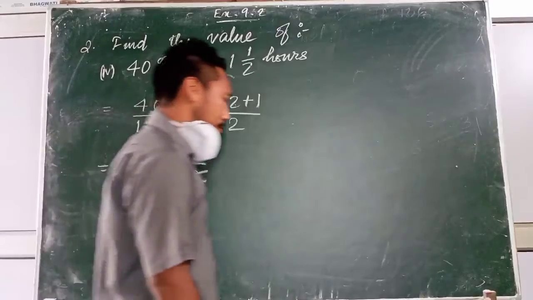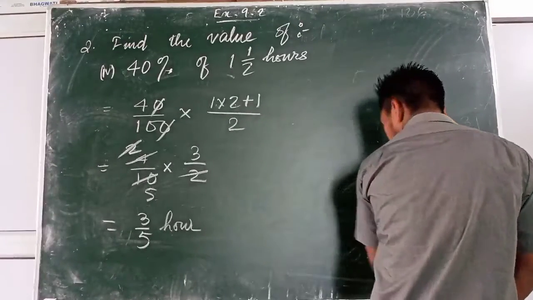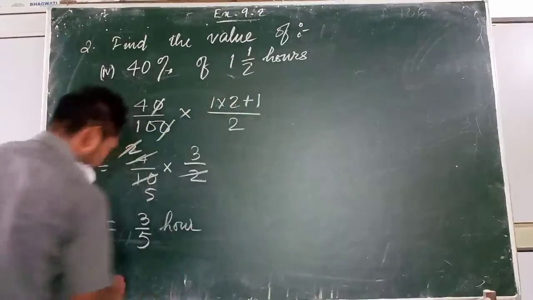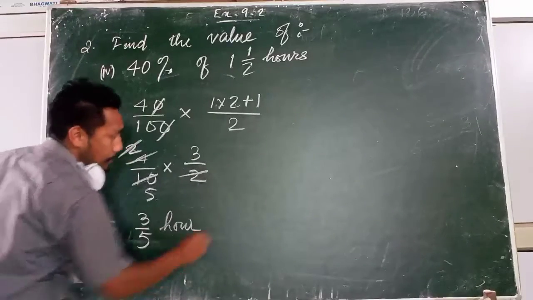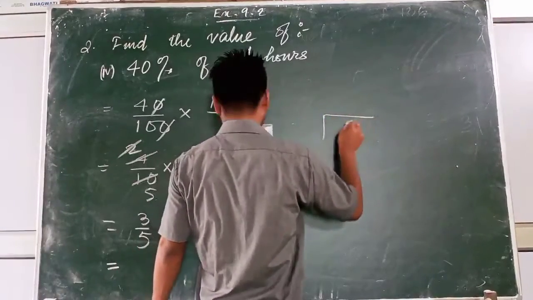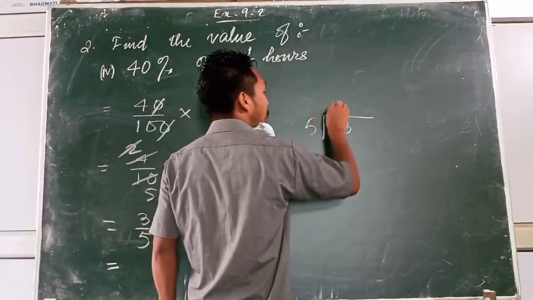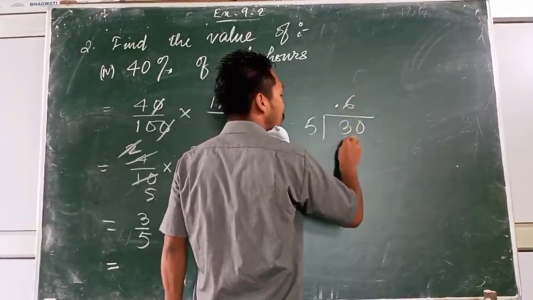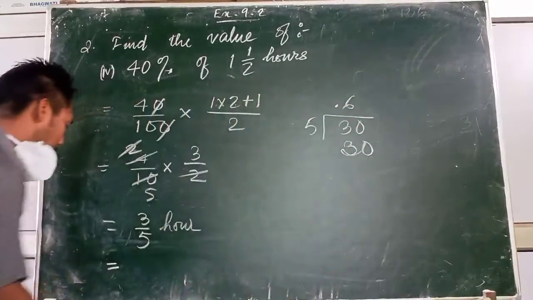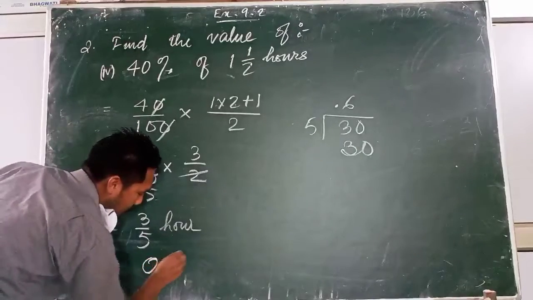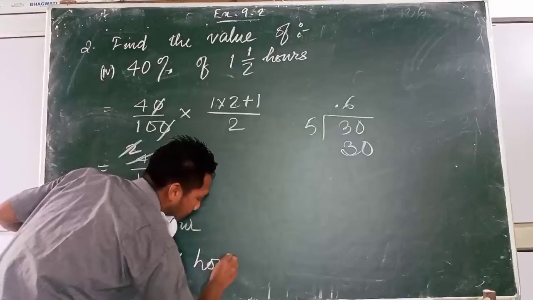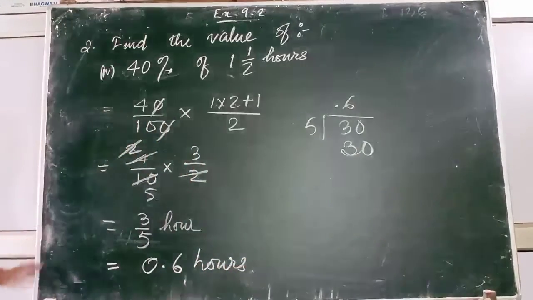If I write this in the form of a decimal, then divide 3 by 5. 5 sixes are 30, so your answer is 0.6 hours. 0.6 hours is your answer.